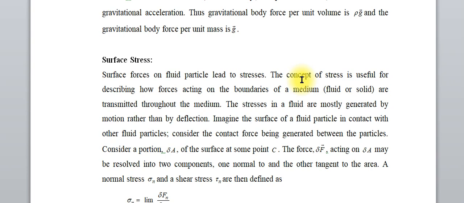So why do we study stresses? The concept of stress is useful for describing how force is acting on the boundaries of a medium, and that medium may be fluid or solid, and how forces acting on the boundaries of a medium are transmitted throughout the medium.